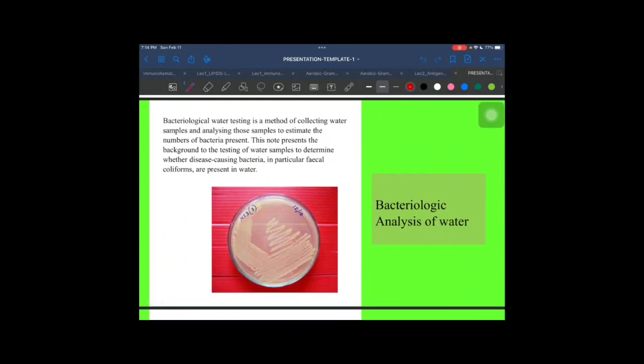Bacteriologic analysis of water. Bacteriologic water testing is a method of collecting water samples and analyzing those samples to estimate the numbers of bacteria present. This note presents the background to the testing of water samples to determine whether disease-causing bacteria, in particular fecal coliforms, are present in the water.